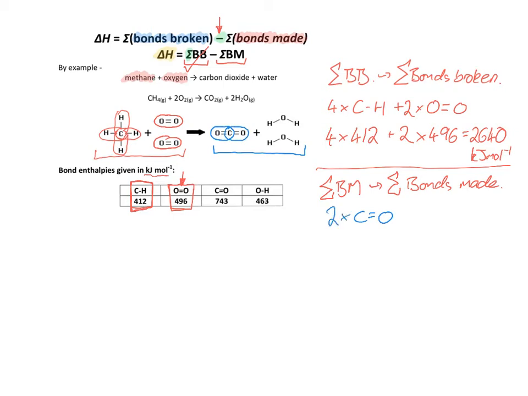So I've got 2 lots of them. And I have 1, 2, 3, 4 lots of the OH bond. Now, you'll notice in this that I've jumped straight to this display formula equation. Okay, I've jumped straight to that. That is because by looking at this, I can see exactly which bonds I am dealing with.